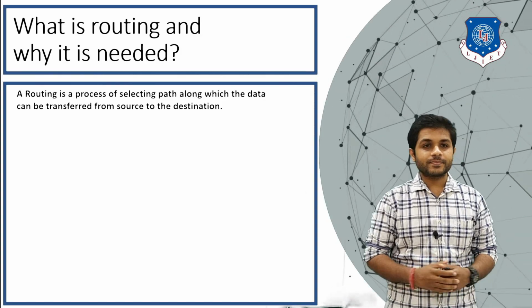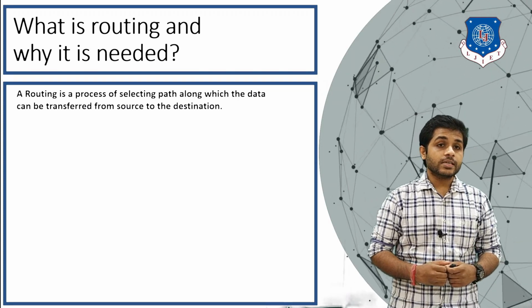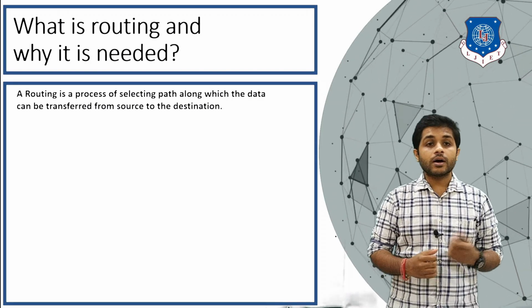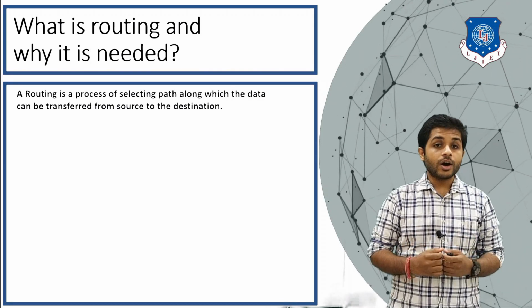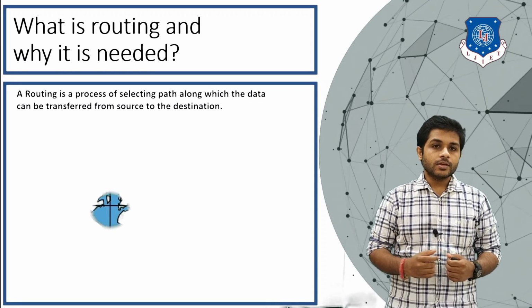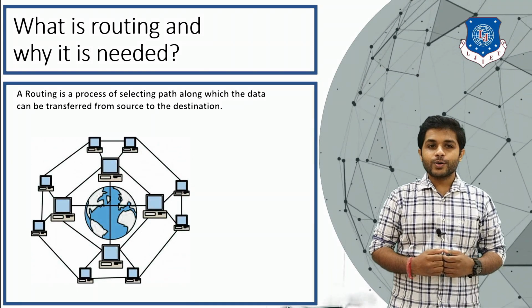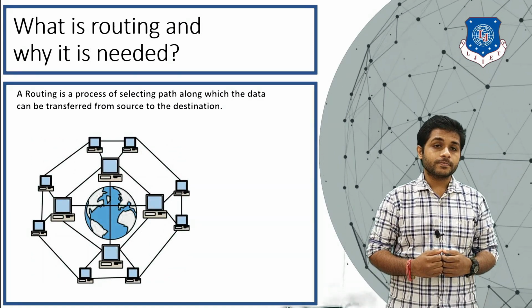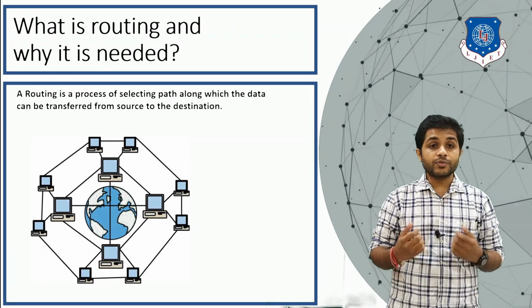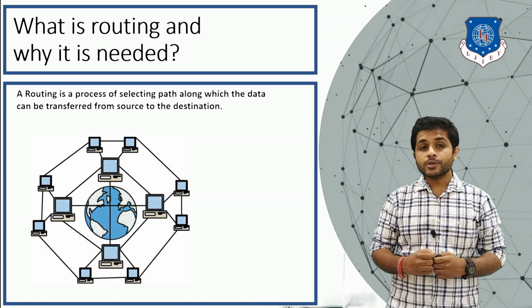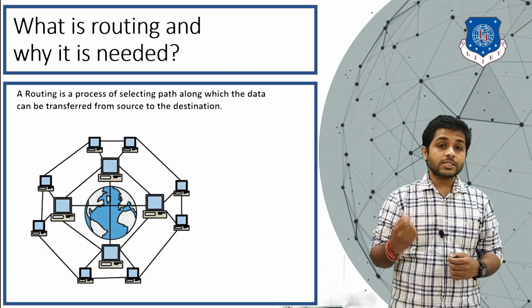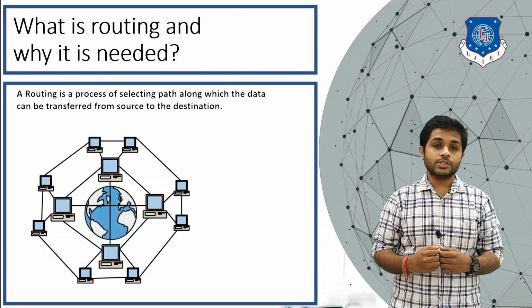So, let's start. The first question I will ask you is: what is routing and why is it needed? By definition, routing is the process of selecting a path along which data can be transferred from source to destination. Suppose you want to send a message to your friend who is sitting far away from you. Now there are many devices and many networks present between you and your friend. So it is the responsibility of the network layer to forward the message using the best path so that the data can reach the destination.